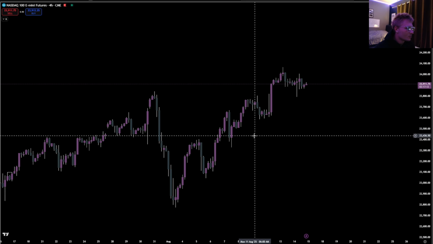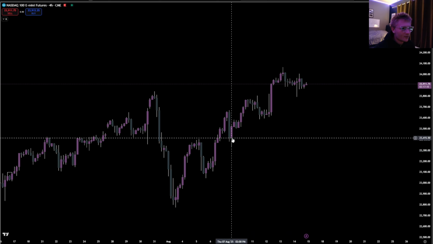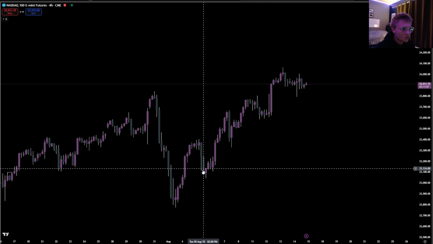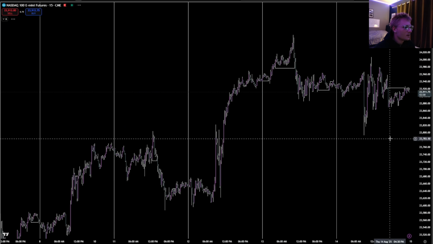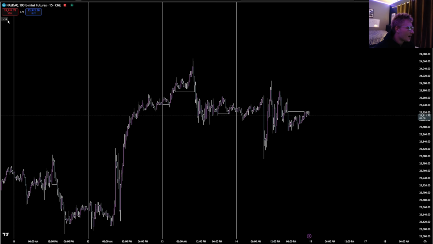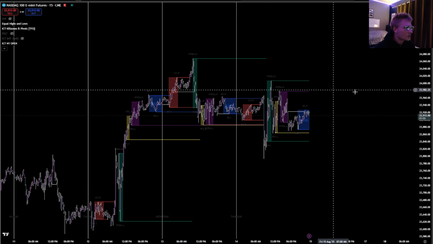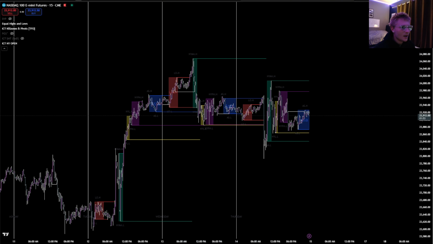If we have a SMT with previous day high or low as well, very good for bias, because with session liquidity as well as previous day highs and lows, there are a ton of orders sitting above those levels, and when price forms a SMT with it, we can often see huge reactions out of it. Let's see if we can actually find an example right now.